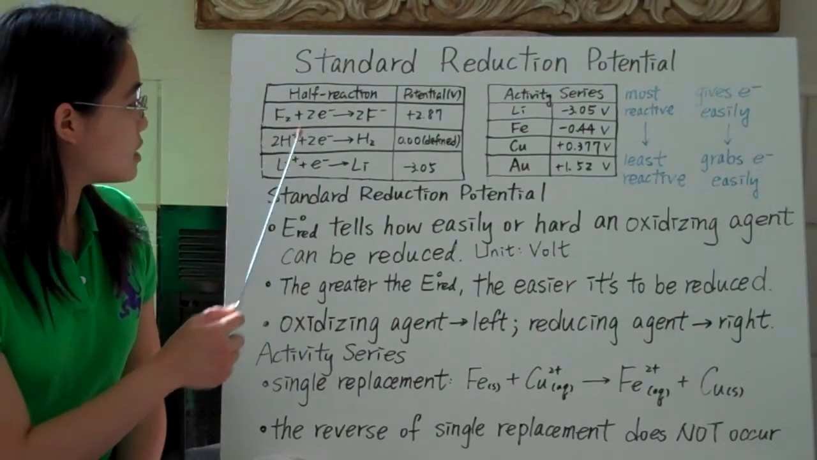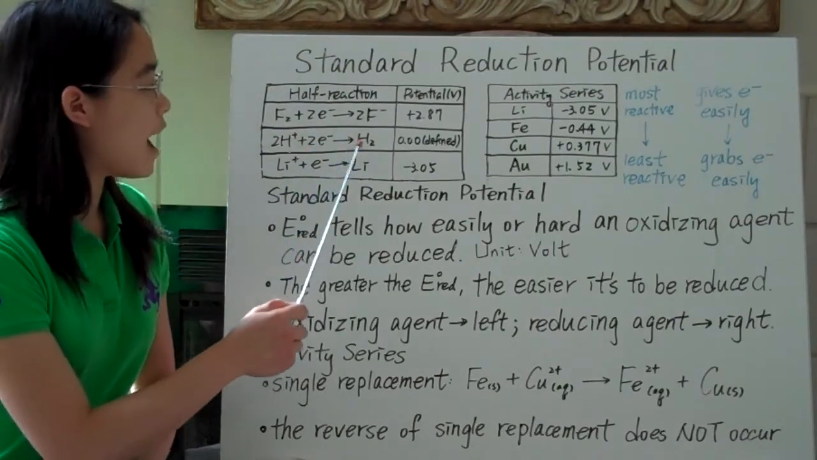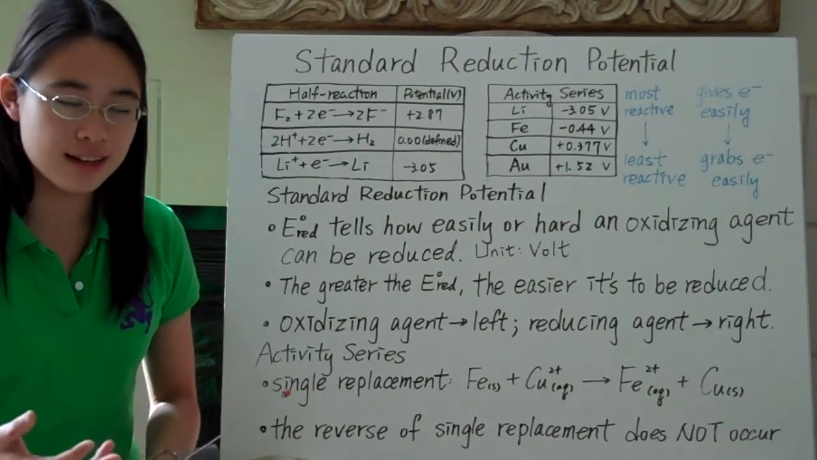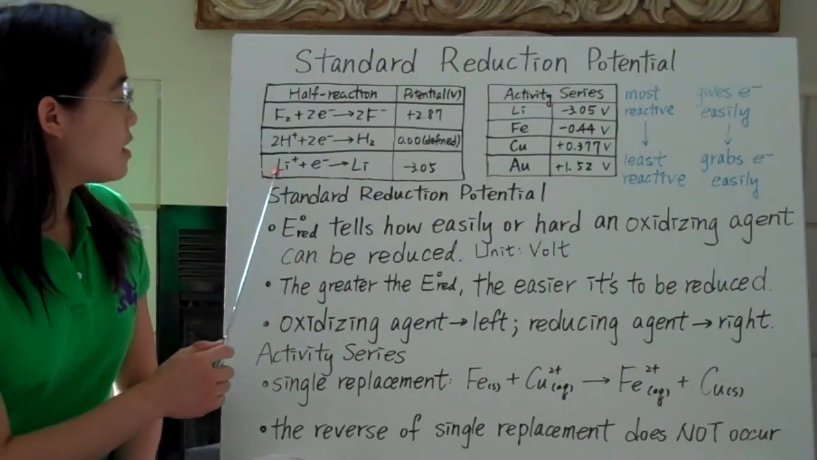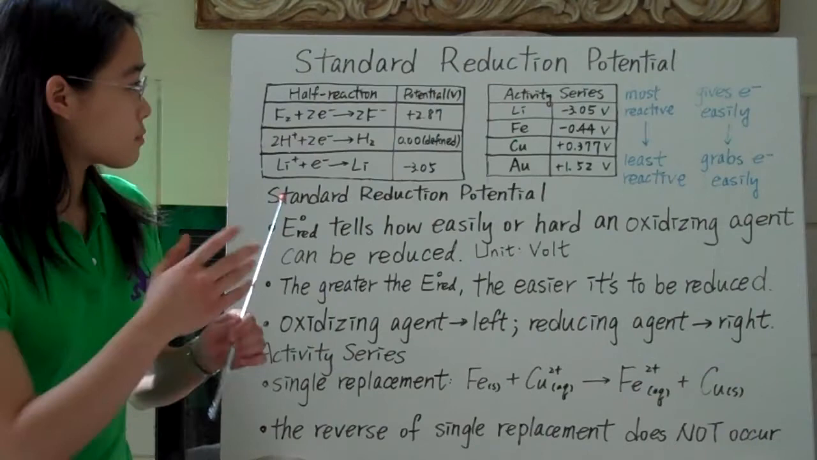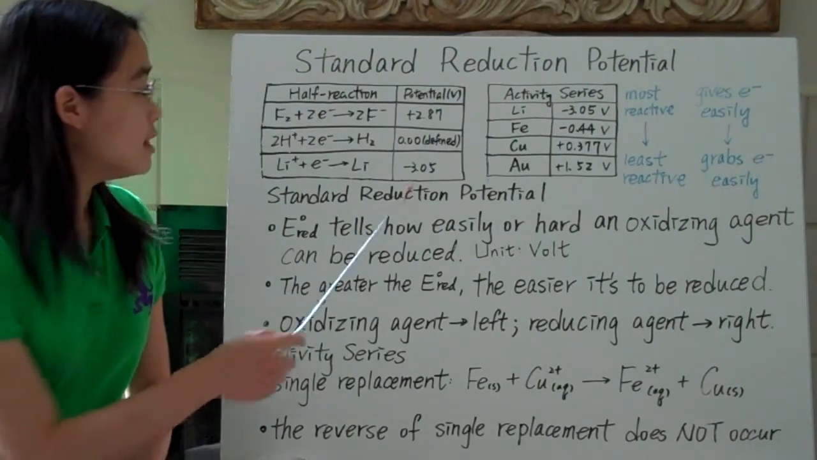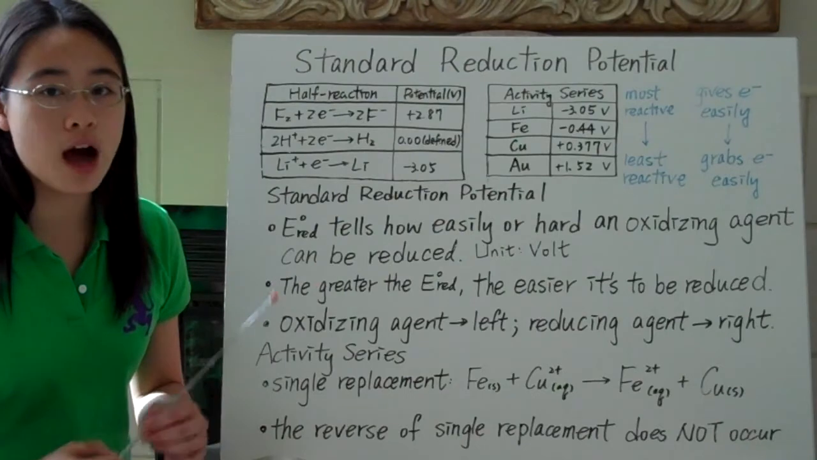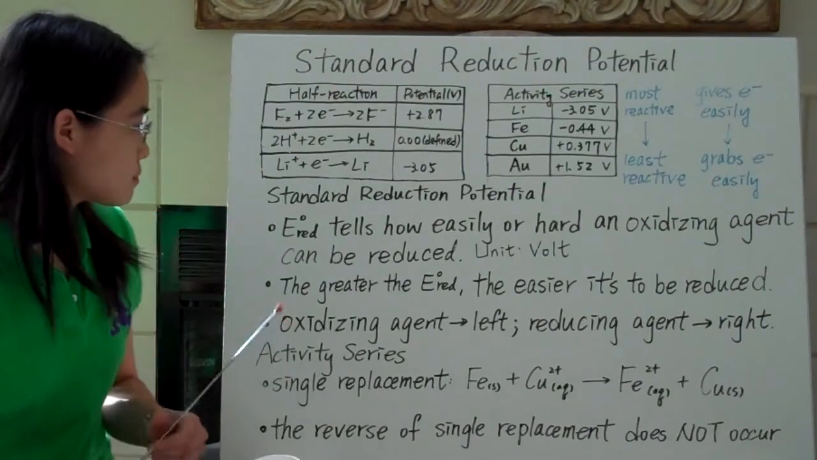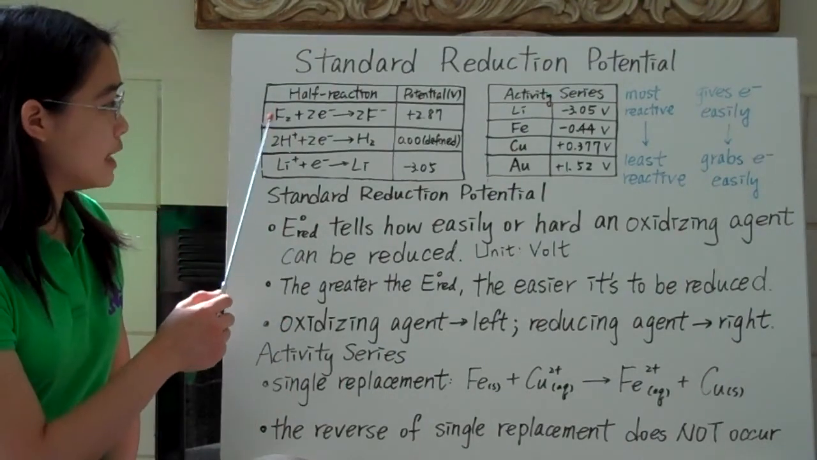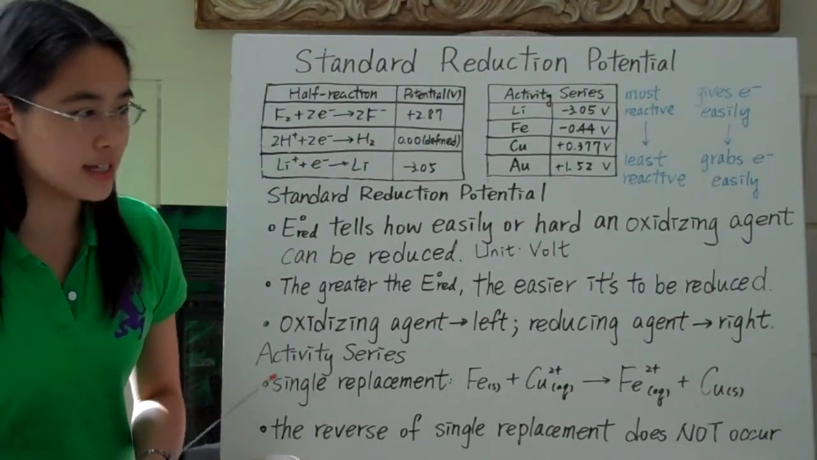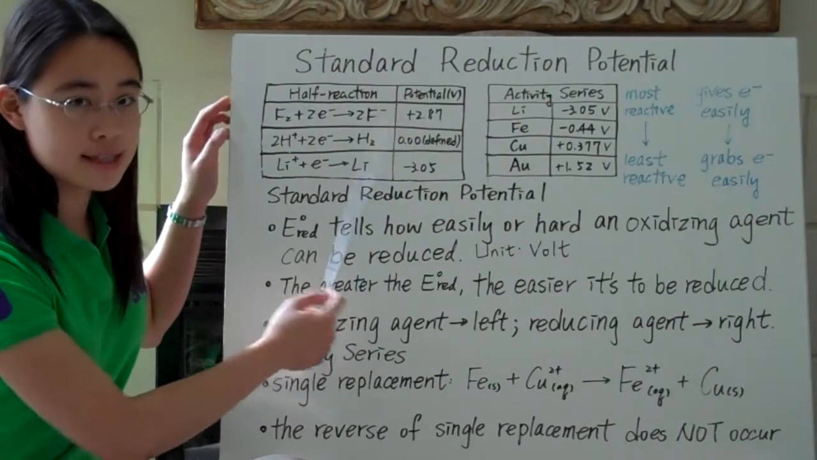The hydrogen ion is reduced to become hydrogen, and it is defined to have 0 volt as the cell reduction potential. Lithium ion is the hardest to be reduced because it has the smallest reduction potential. However, lithium is the easiest to be oxidized because it is willing to give its electrons away. So notice that fluorine is the easiest to be reduced, while lithium is the easiest to be oxidized, and they are on the opposite sides of the reaction.